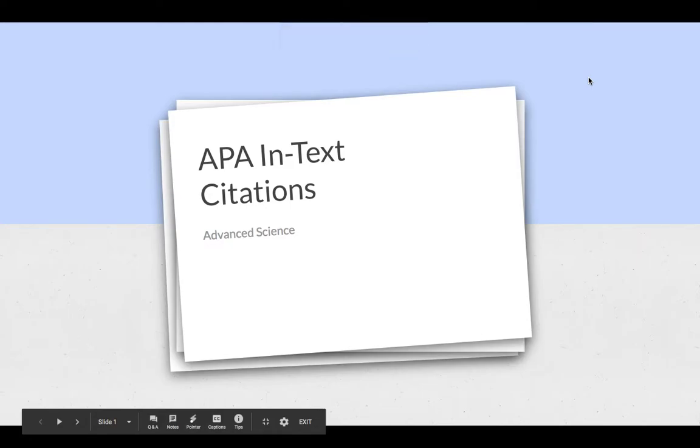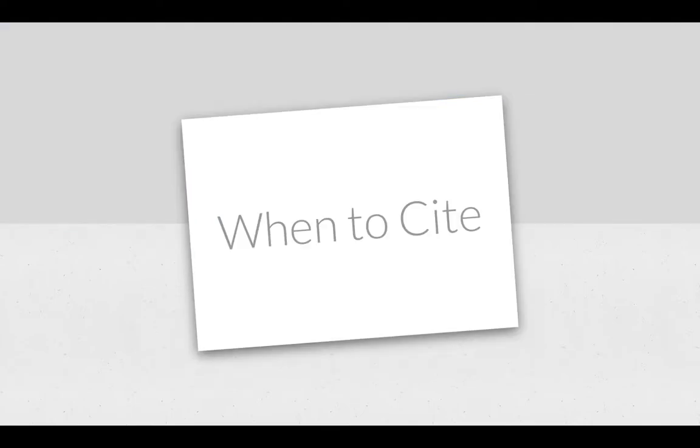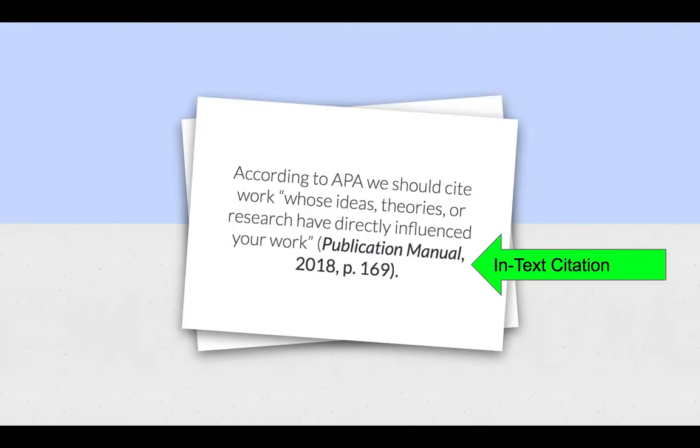This video is intended to help you create your citations for the APA in-text citations required in advanced science. So when do we cite things? We cite things anytime you use someone else's ideas, theories, or research, and it shows up in your own writing. So if you read an article to help you better understand a topic, you include the citation.